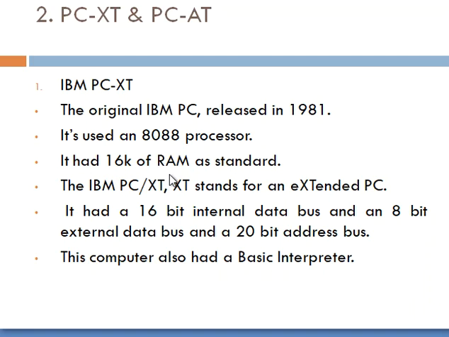So it has very low speed, low RAM size, low address bus. Everything is very slow. It was initially in 1981, and the processor used was the 8088, and it had 16K of RAM as standard. It is very low, as we know. The IBM PCXT stands for the Extended PC. It has a 16-bit internal data bus and an 8-bit external data bus. This computer also had a basic entry creator.